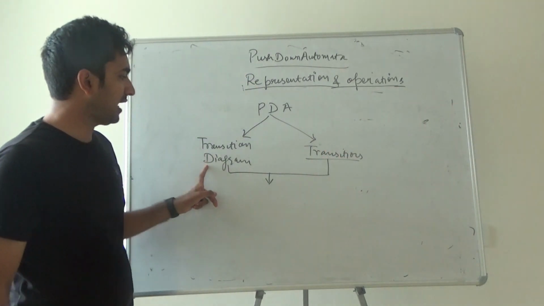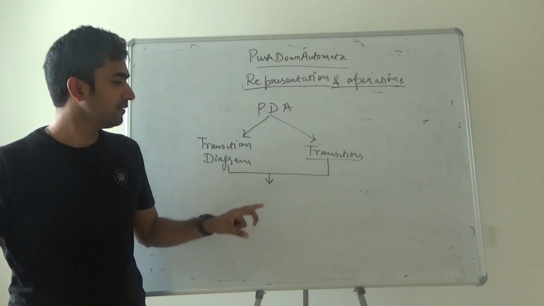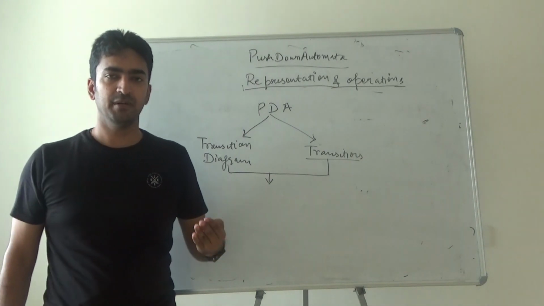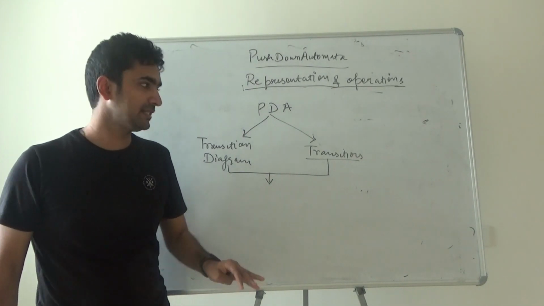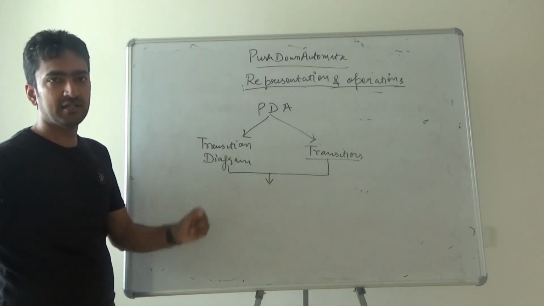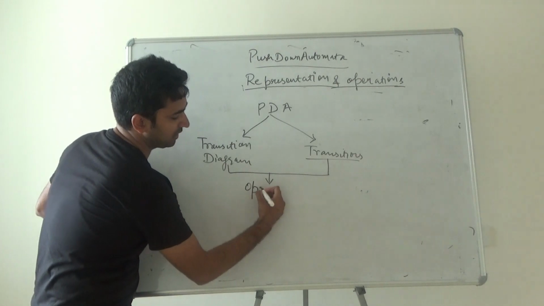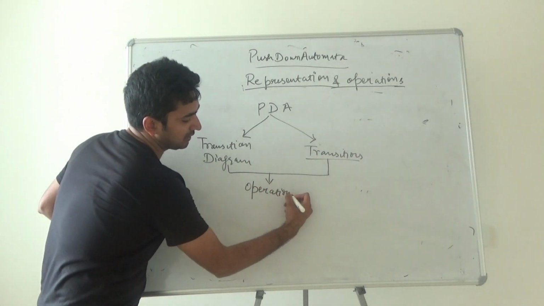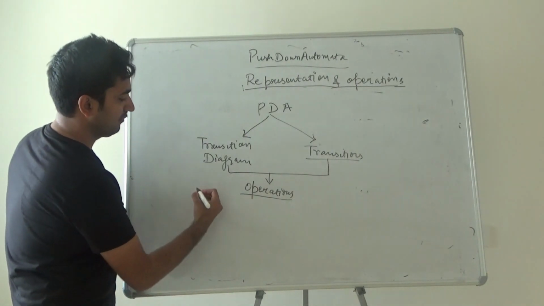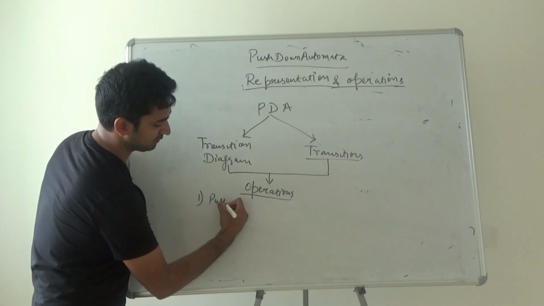So a transition diagram will also be one of the important things that we will be studying along with the transitions. Transitions have some particular syntax that you need to understand. Both are ways in which the representation is done, and both are dependent upon the operations. There are three types of operations that you must understand. First is the push operation.